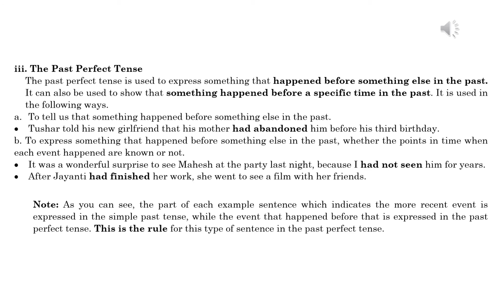Three. The past perfect tense. The past perfect tense is used to express something that happened before something else in the past. It can also be used to show that something happened before a specific time in the past. It is used in the following ways. A. To tell us that something happened before something else in the past.